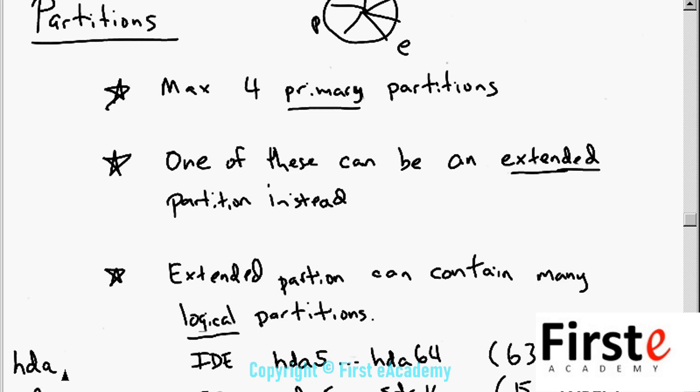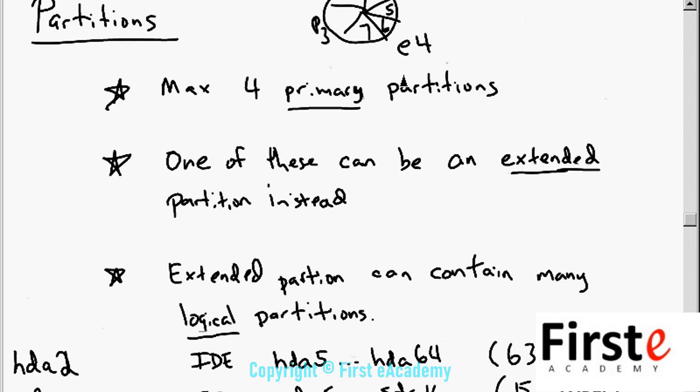After the first three letters, there's a number representing the partition number. So HDA1 would be the first partition on the first IDE disk. HDA2 would be the second partition on the first IDE disk. Again, the same for SCSI disks. So up here, the numbering for this scheme would be: this one is 1, this one's 2, this one's partition 3.